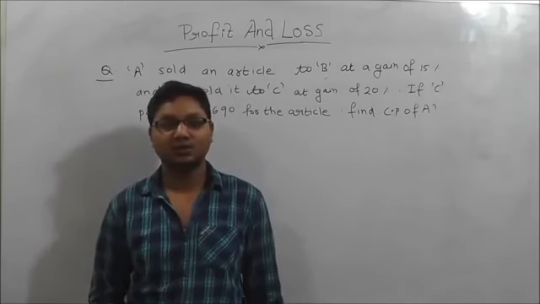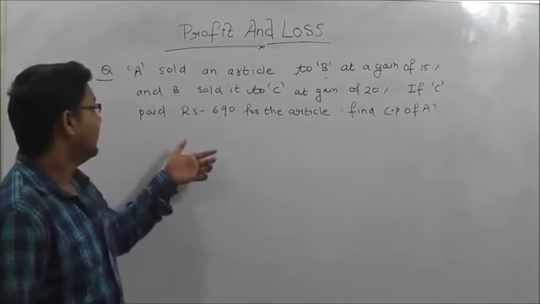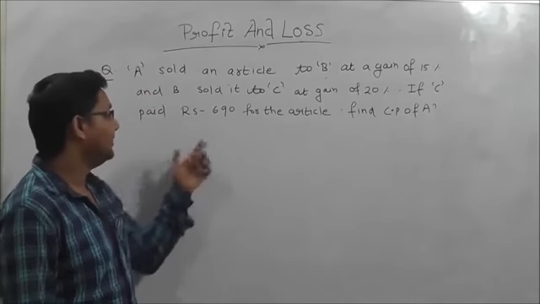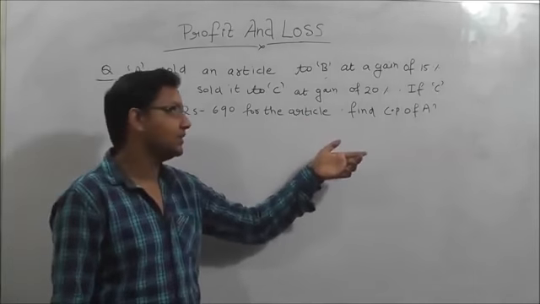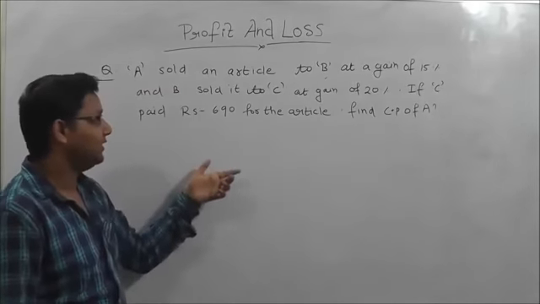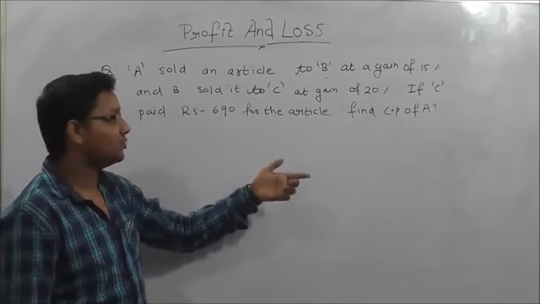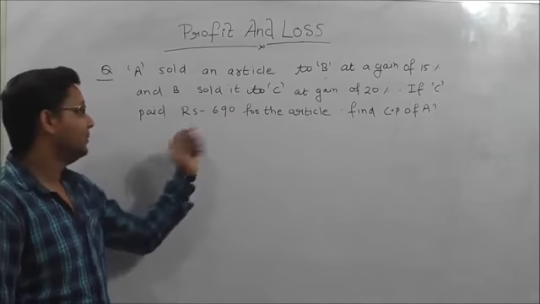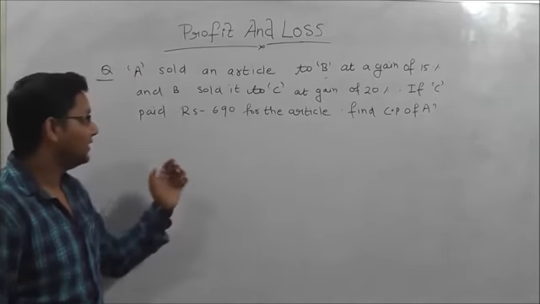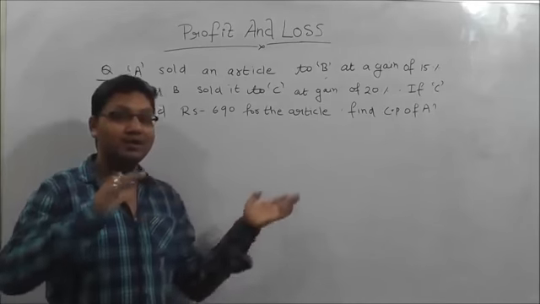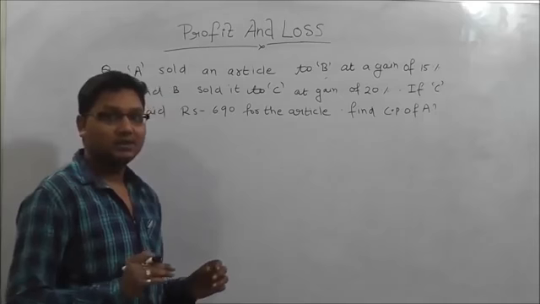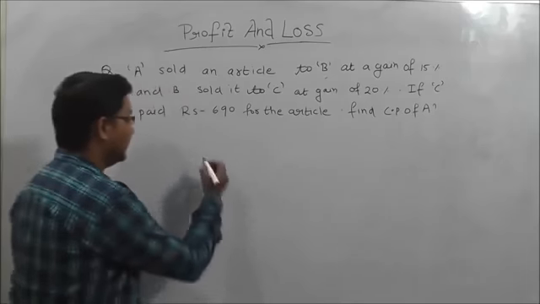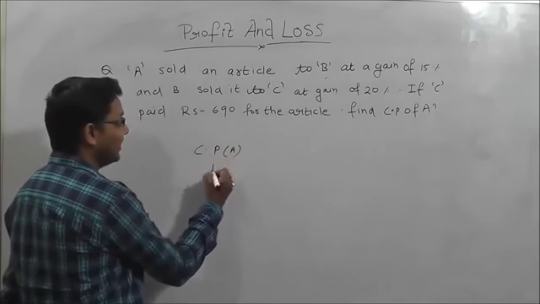Now let us see one question based on cost price. A sold an article to B at a gain of 15%, and B sold it to C at a gain of 20%. If C paid rupees 690 for the article, find the cost price of A. A sold it to B at 15% gain, B sold it to C at 20% gain, and C paid rupees 690. So we have to find the actual cost price. This question also we can solve with the help of the 100 concept. See, take the cost price of A as 100 rupees.